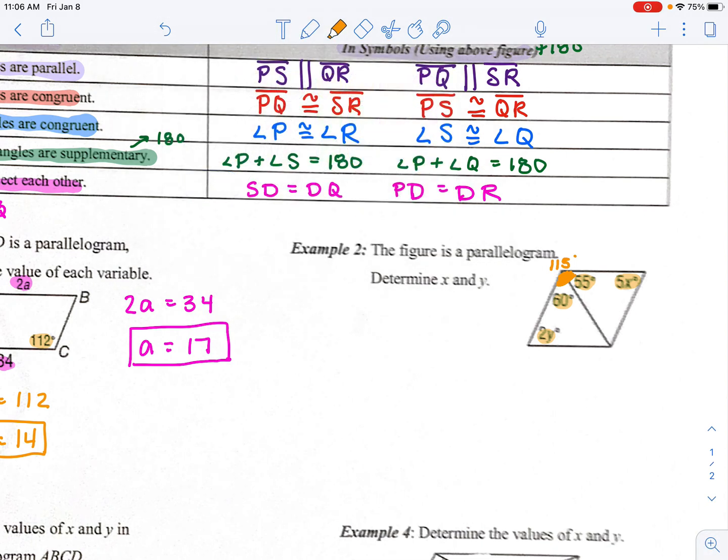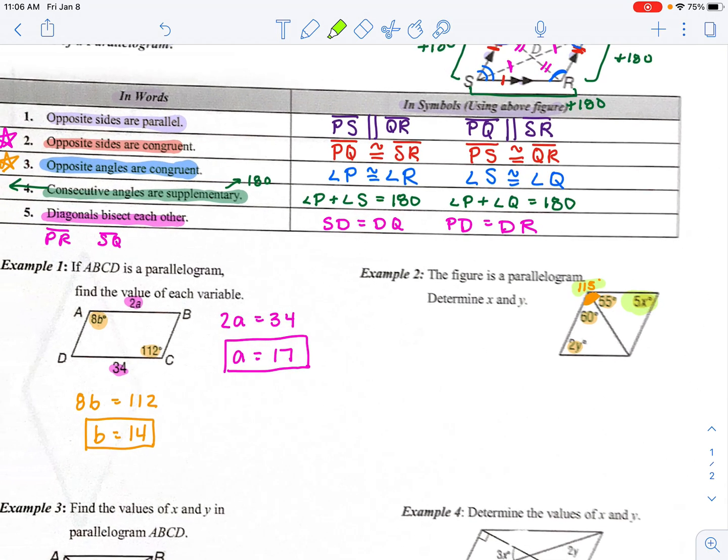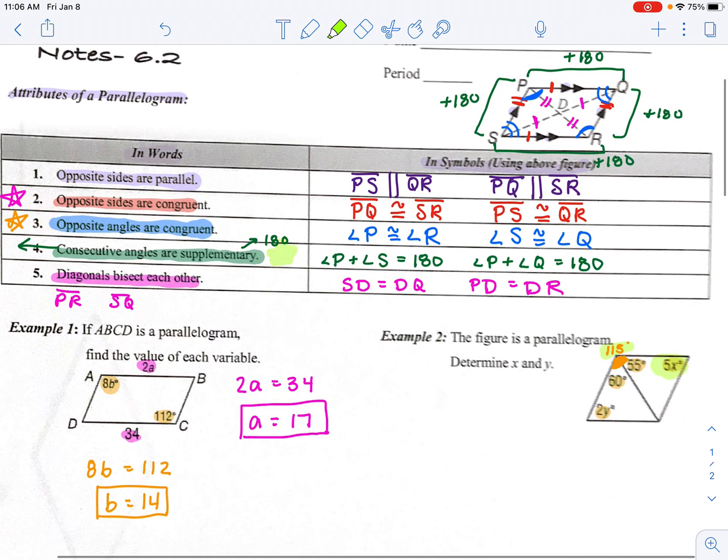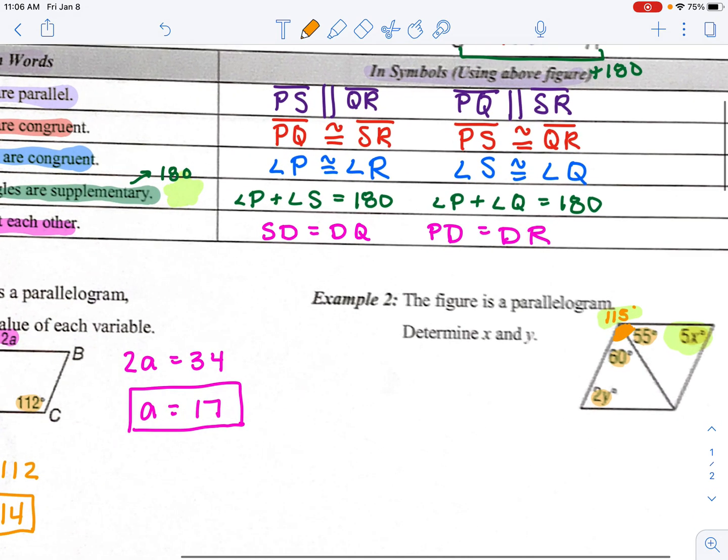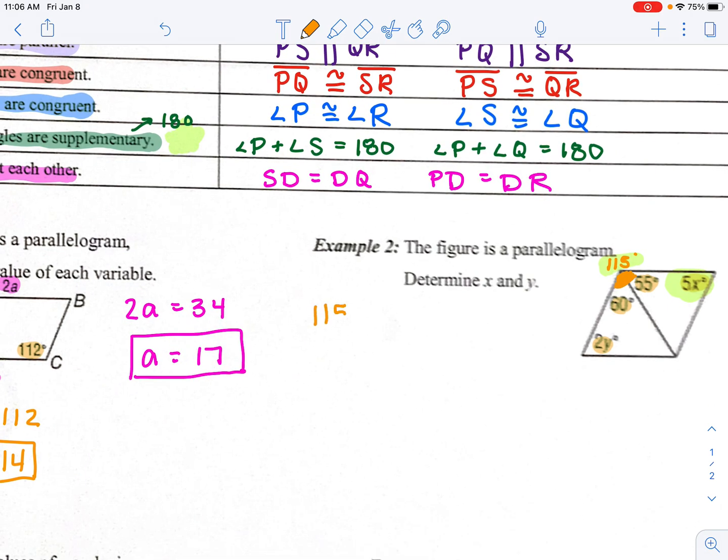Now let's see how the x's and y's relate to that. How would 115 and 5x relate to each other? Well, those angles are consecutive or next to each other, which, if you remember our properties, means they are supplementary, they would add to 180. So I can say 115 plus 5x equals 180 and solve for x. I can subtract that 115, so I get 5x equals 65. Divide both sides by 5, and I get x equals 13.